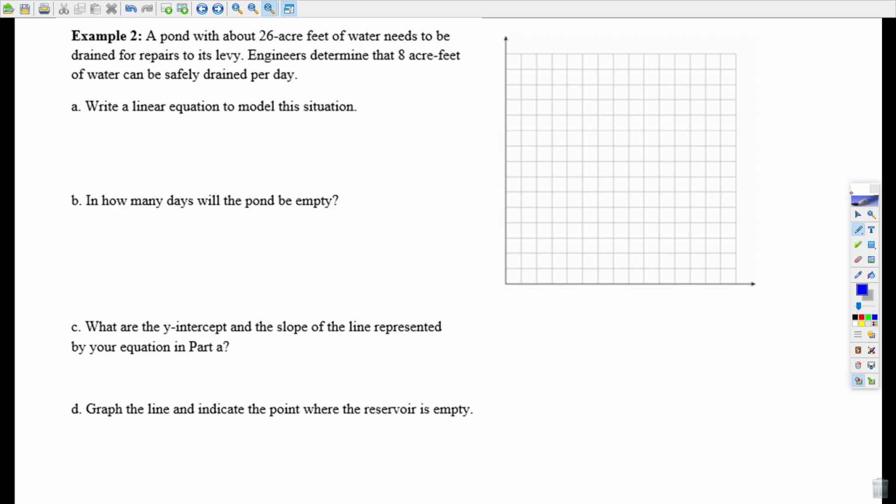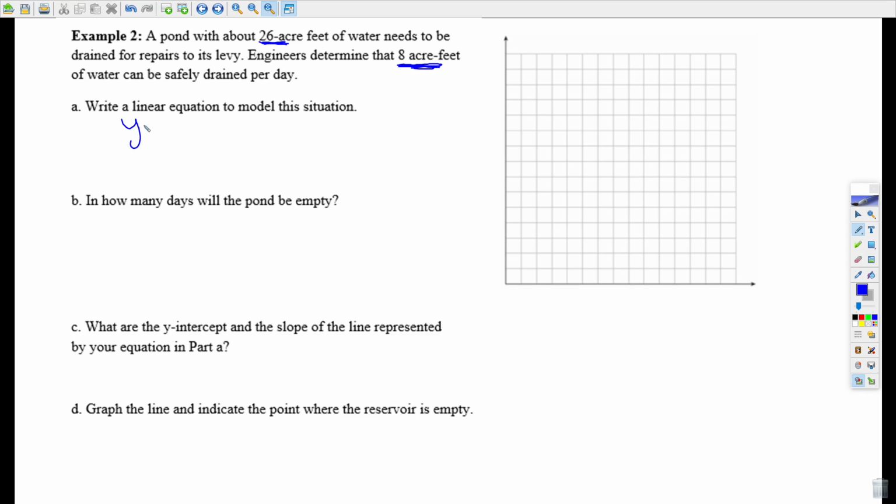All right, let's try another one. Example 2. A pond with about 26 acre-feet of water needs to be drained for repairs to its levee. Engineers determined that 8 acre-feet of water can be safely drained per day. So it's pretty important to highlight the two numbers. We usually only get two numbers, and then we get to plug them into the slope-intercept form. So we're going to write a linear equation to model the situation.